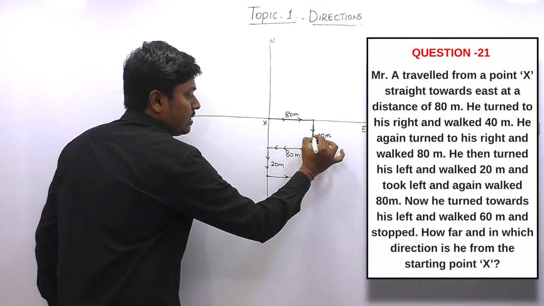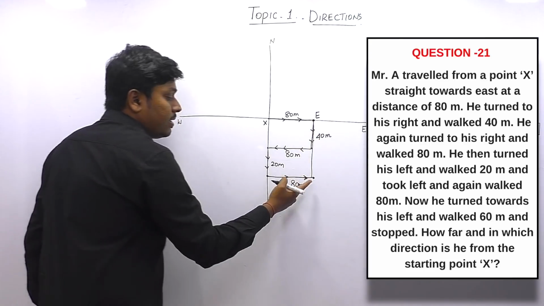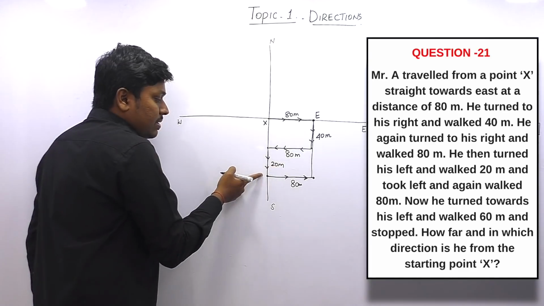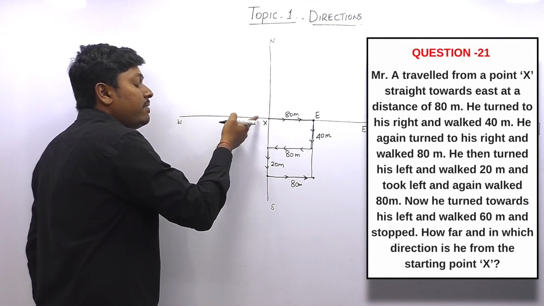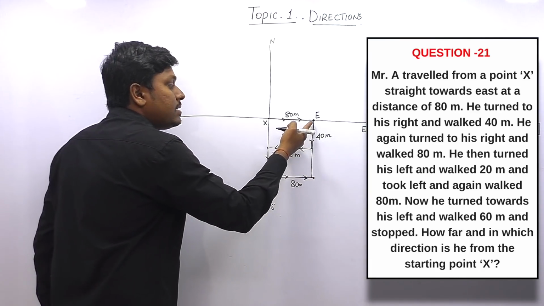So we can definitely say the ending point will be here. This will be the ending point. Friends, got it? So from here he is taking left and walking 60 meters. So this will already be 20 meters and this is 40 meters. So the total height will be 60 meters. So we can say after taking the left turn, he covers a total distance of 60 meters.